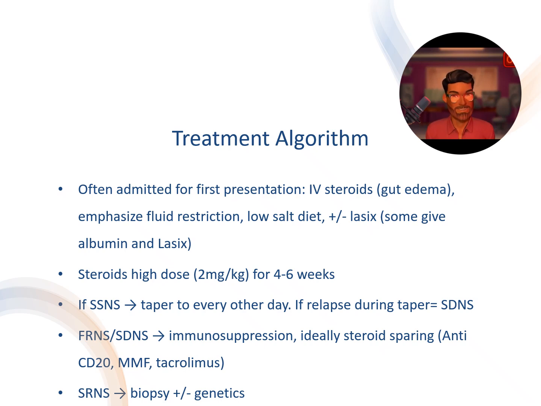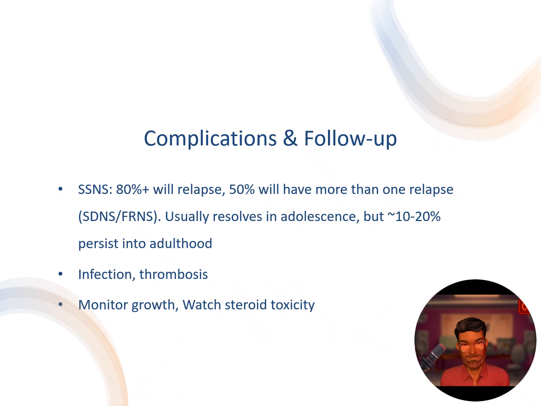Steroids are the mainstay of therapy, like we discussed. High dose, 2 milligram per kilogram for about 4 to 6 weeks. And then if they are steroid sensitive, like we mentioned earlier, you'll taper every other day. If there's a relapse during the taper, that's called steroid-dependent nephrotic syndrome. Frequently relapsing or steroid-dependent nephrotic syndrome, you'll ideally try a steroid-sparing agent, such as some other immunosuppression, like anti-CD20, like rituximab, MMF, or tacrolimus. If there's steroid-resistant nephrotic syndrome, as we discussed earlier, biopsy plus or minus genetics.